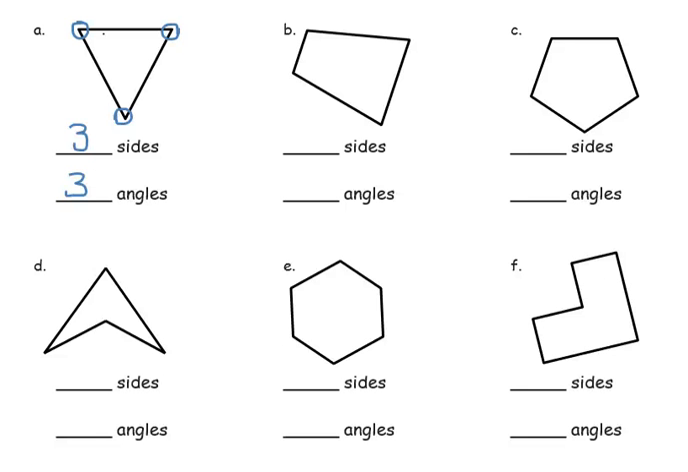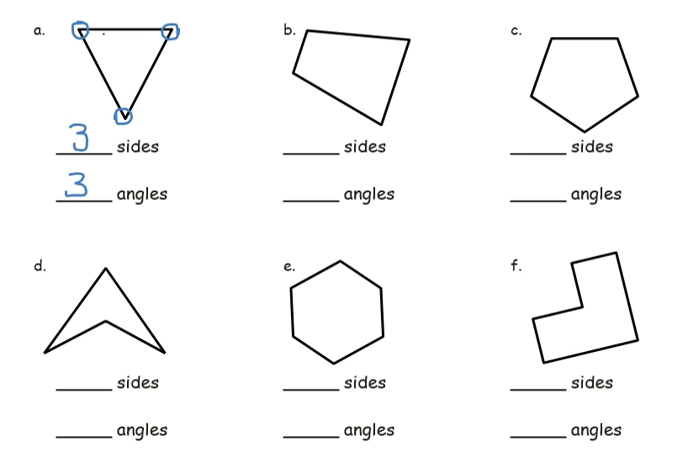This tutorial is for 2nd grade, Module 8, Lesson 1. In Module 8, the students will start their study of shapes in geometry, focusing on 2D shapes. In this first lesson, we're looking at shapes and how many sides they have and how many angles.